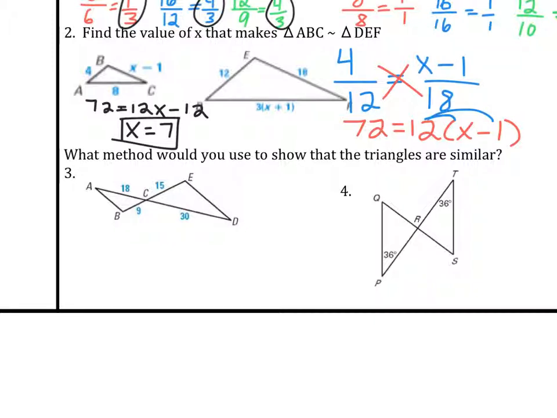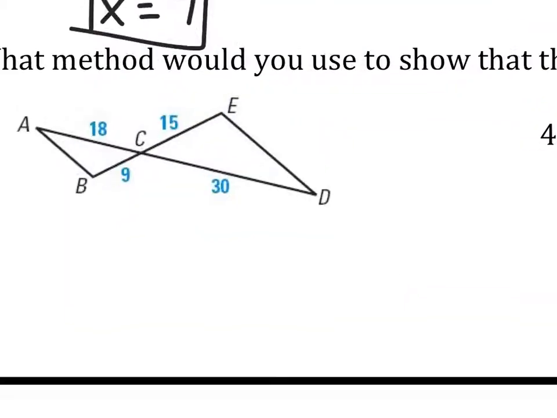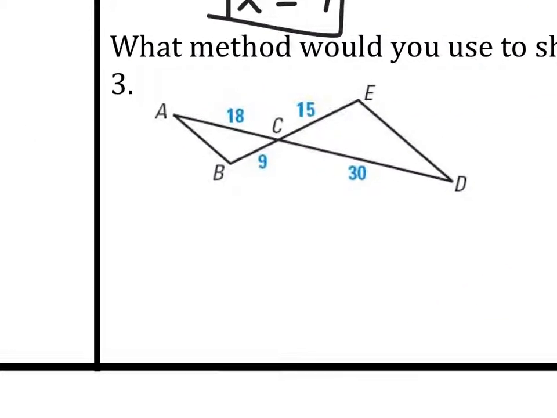So which method would you use to show the triangles are similar? You always look and see what you have to start with. Right now you have 2 sides, or 2 pairs of sides, which we need to check and see if they're proportional. So you can't use side, side, side. Where can I get an angle? Vertical, right in the middle.